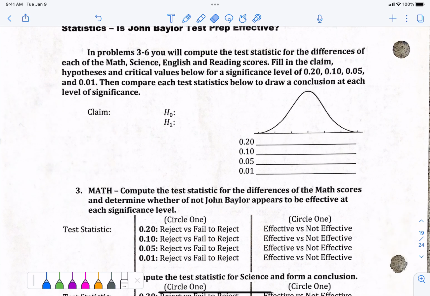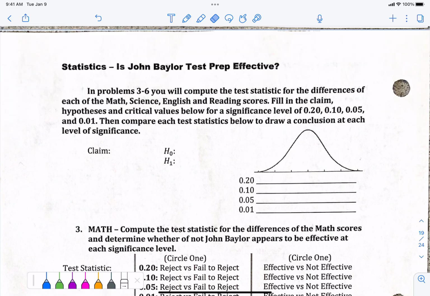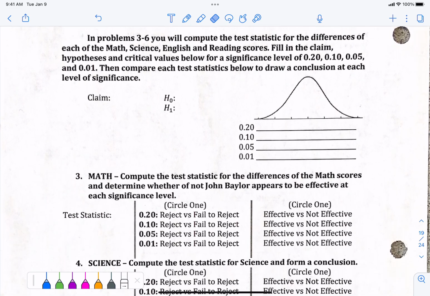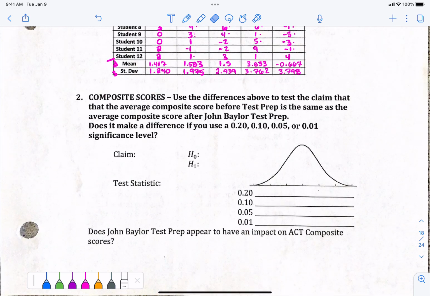Then on the back side, you're going to do each one of these for math, science, English, reading. It's going to be exactly the same as composite scores. You're going to do it 4 times on the back, but it should go a lot faster because you already have everything ready to go. I'll set you up for that, okay?